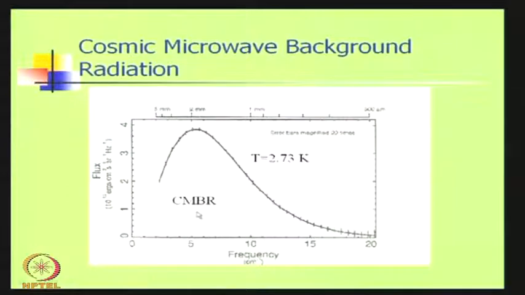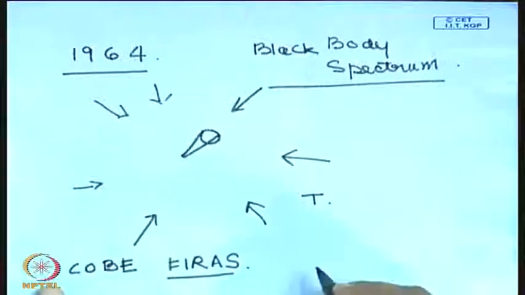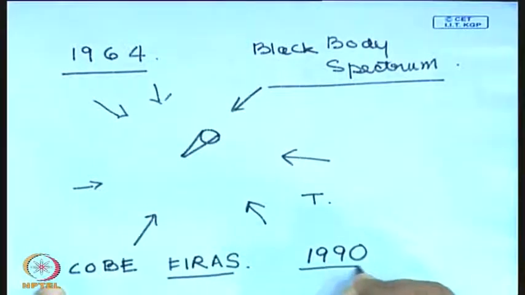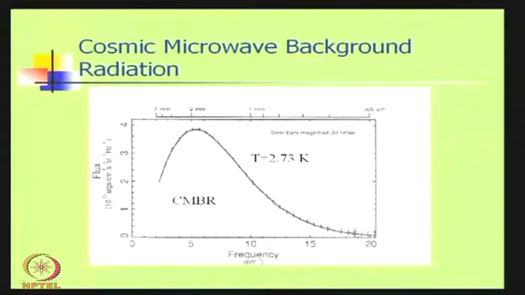This COBE satellite was launched in 1990, and the measurement was made in 1990. Before that there were discrete points which had been measured, but there was still scope for deviations from a black body spectrum. It is now well established that over this entire region the spectrum is black body, a Planckian spectrum.